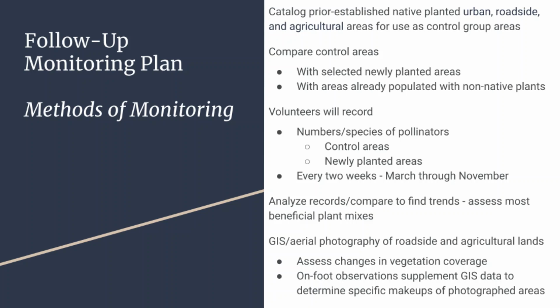Volunteers will record numbers and species of pollinators in control areas and newly planted areas every 2 weeks from March through November. They will analyze records and compare to find trends. They'll assess the most beneficial plant mixes. GIS and aerial photography of roadside and agricultural lands will help members assess changes in vegetation coverage, and they will conduct on-foot observations to supplement the GIS data to determine specific makeup of photographed areas.